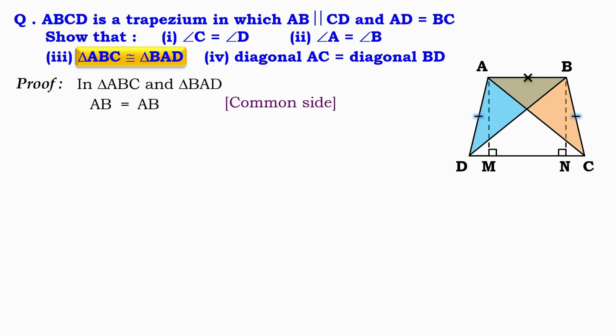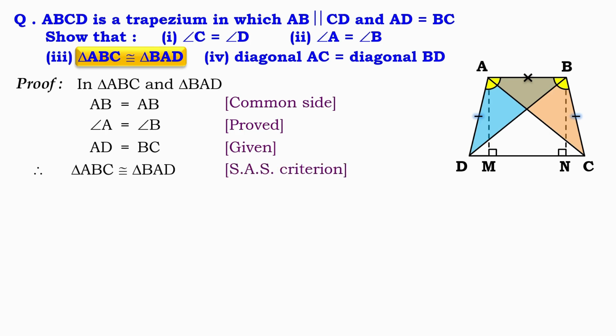AB is the common side, right? So AB equals AB, that is the common side. Now angle A equals angle B, that we have already proved in part 2, right? And AD equals BC, this is given. So we can clearly say that by using the SAS criteria. SAS means side-angle-side, where two sides are given and the in-between angle is equal. So triangle ABC is congruent to triangle BAD. Okay, so part 3 is also proved.